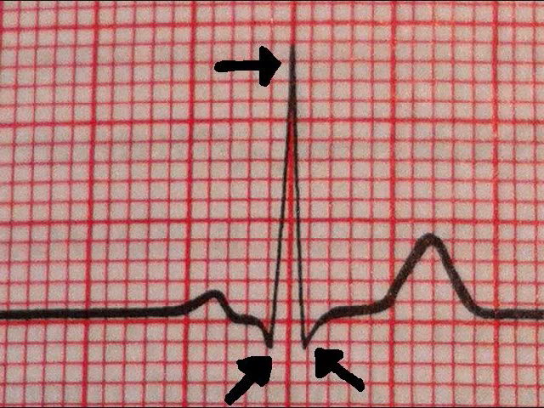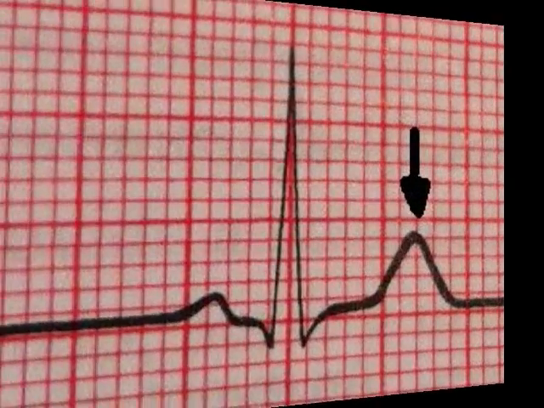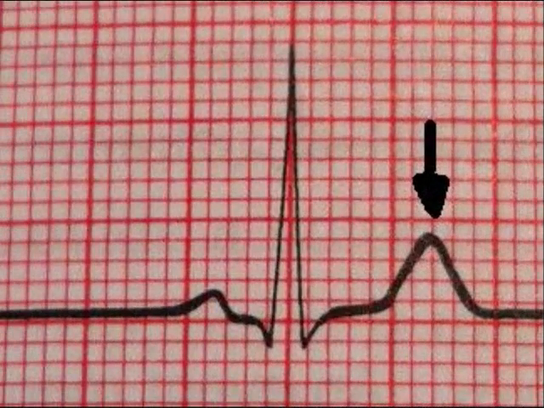Atrial repolarization is occurring simultaneously but is hidden by this wave. The ST segment represents the time from ventricular depolarization to the start of ventricular repolarization. It is normally horizontal or upsloping. The T wave represents ventricular repolarization.